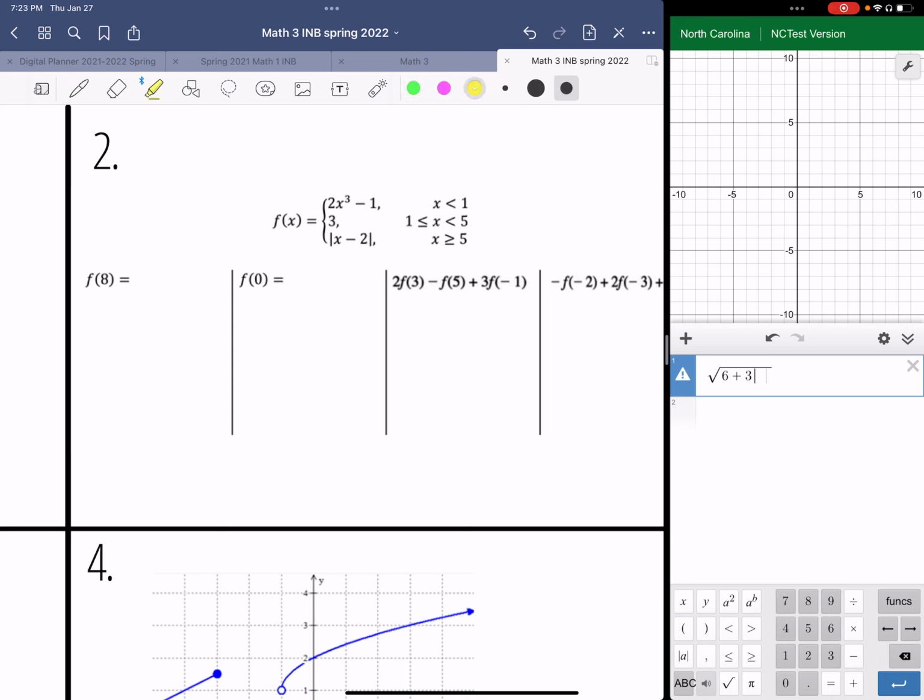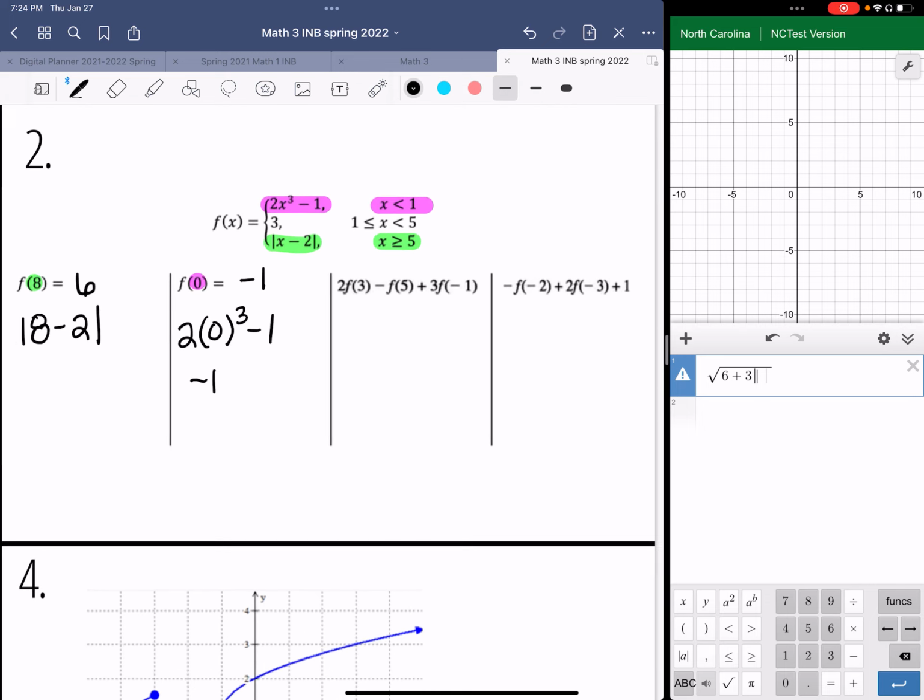All right, so as we continue on, this is 8, so that should have gone in the third piece. So if you said 8 minus 2, and that's the absolute value, so 8 minus 2 is 6, absolute value of 6 is going to be 6. All right, then we have 0. 0 is less than 1, so that's going in the first one. So we have 2 times 0 cubed minus 1. Well, 0 cubed is still 0, times 2 is 0, which gives me an output of negative 1.